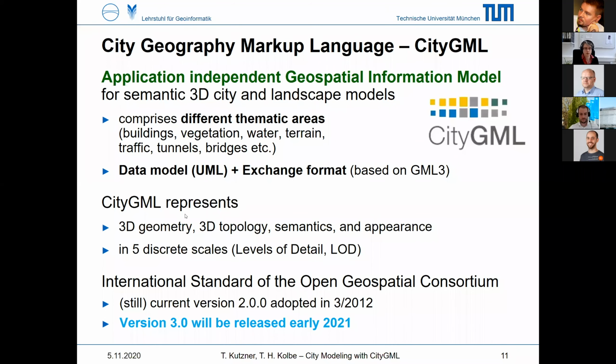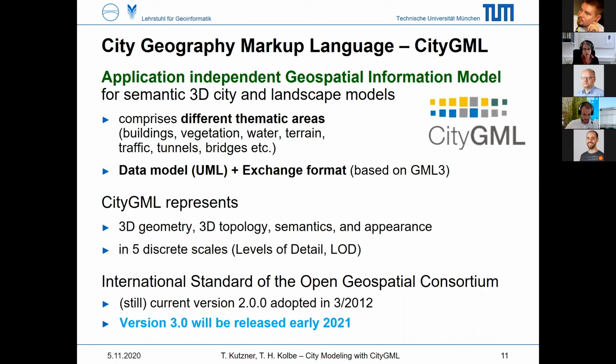And then we have here 5 discrete levels of detail. So we can represent objects just maybe as a block model without roofs. We can also represent roof structure then, or windows, so depending on what kind of level of detail we are interested in. And CityGML is also an international standard of the OGC.